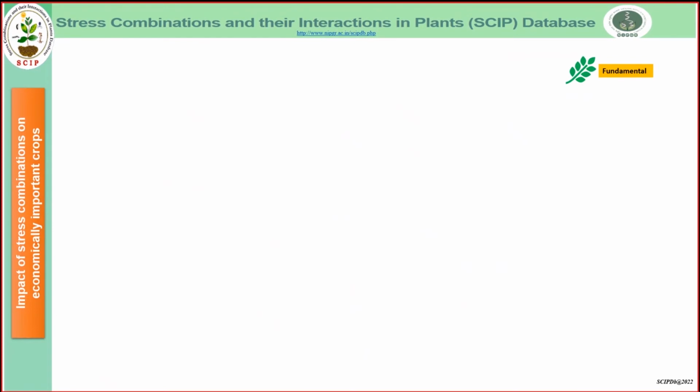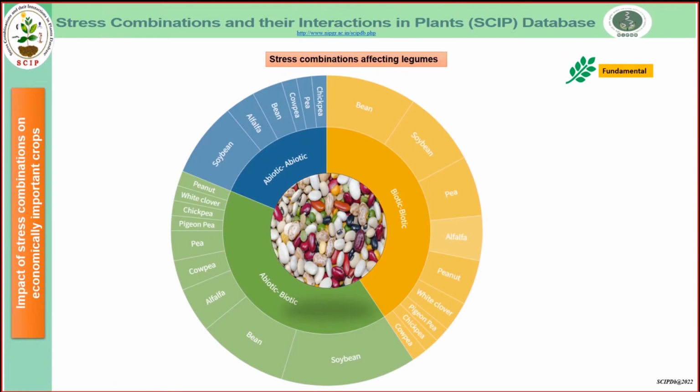Furthermore, the SCIP database also provides a broader account of the various stress combinations affecting economically important crops. Thus providing a platform wherein we can visualize the various stress combinations posing a threat to agriculture. For example, herein we see the various stress combinations affecting legumes and the plants which are majorly affected by the stress combinations. Thus, the SCIP database provides an account of the current research that is going on and also the avenues for further research in the field of stress combinations.